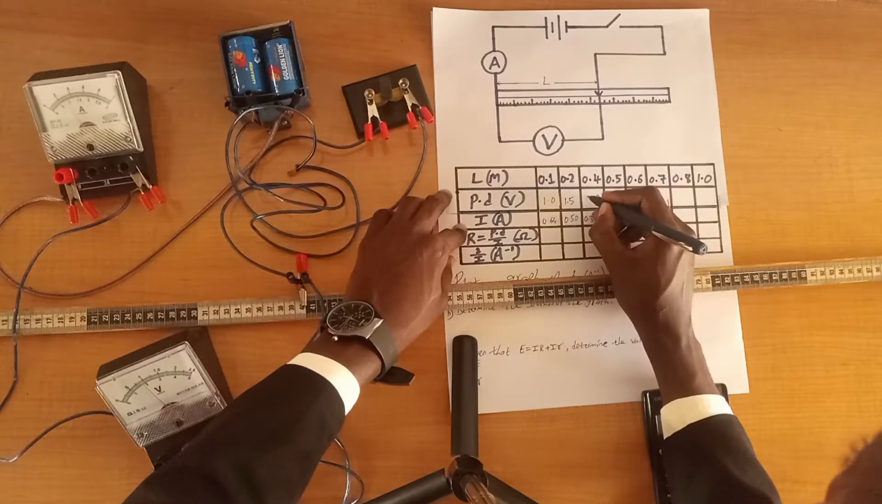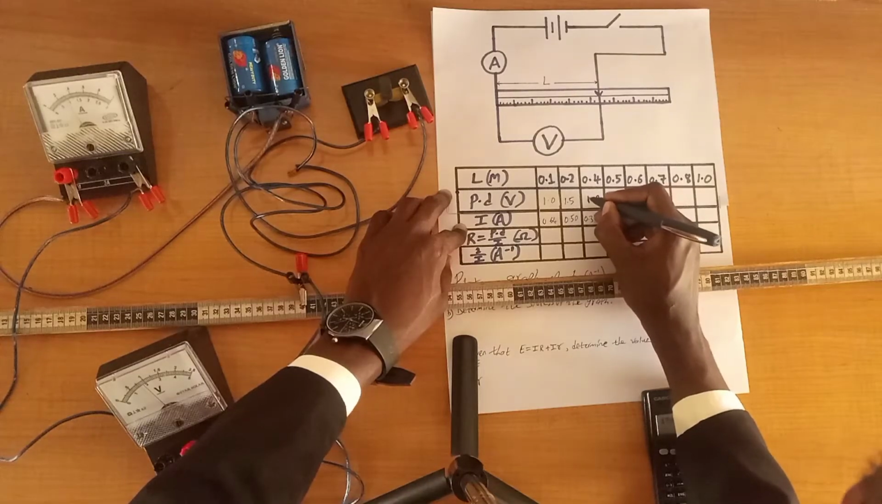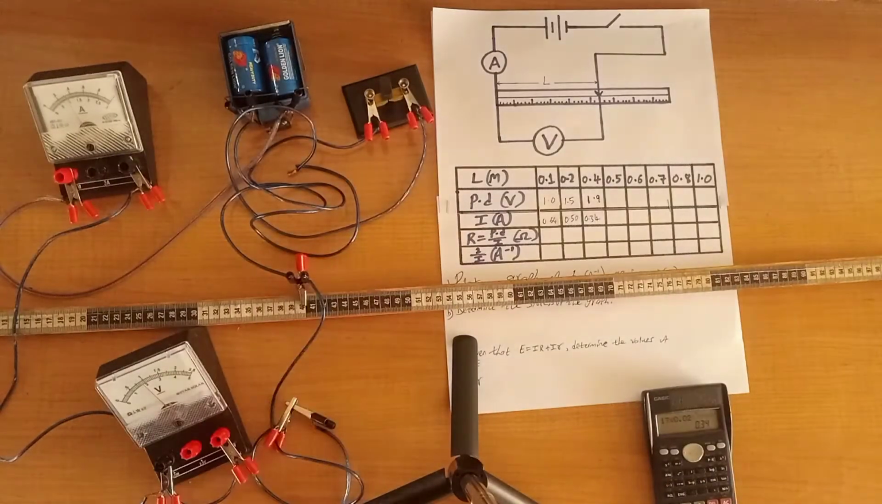This one is 1.9, sorry for that error. Then for the ammeter, the reading is, the ammeter is still okay.